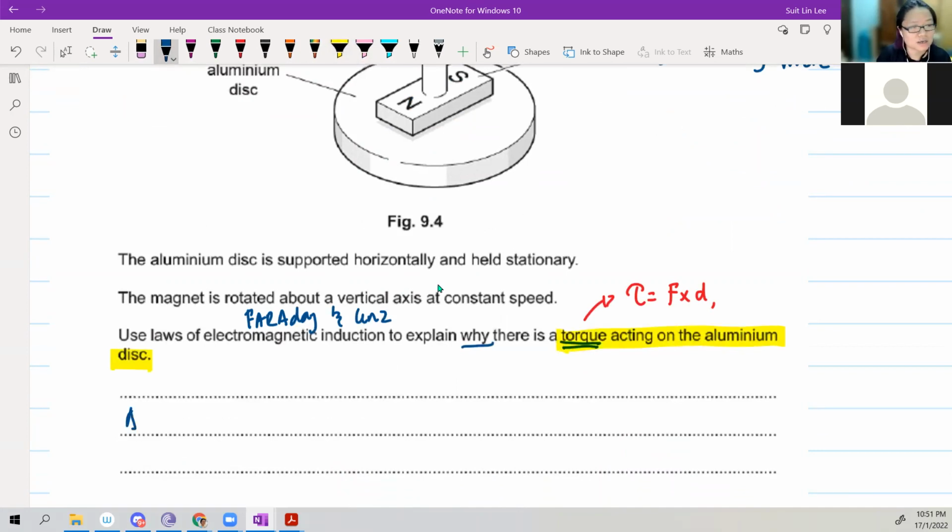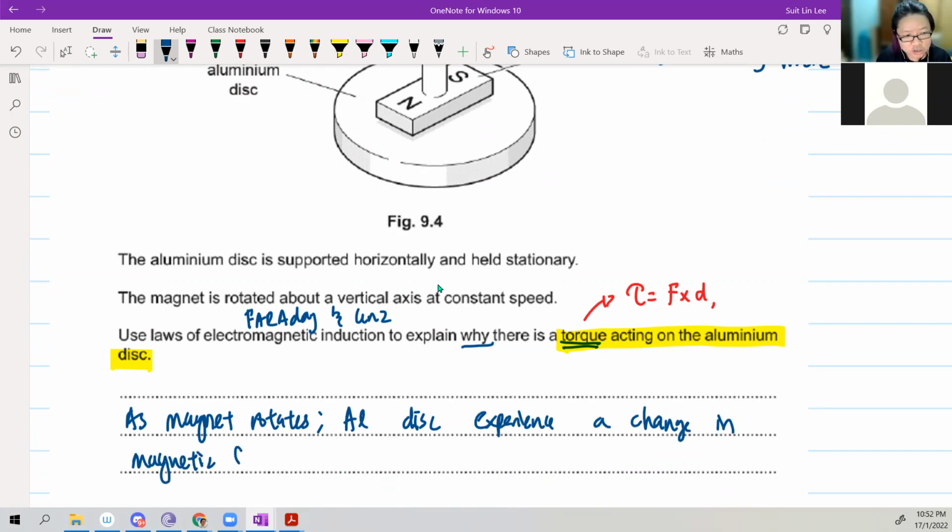I would say as the magnet rotates, the aluminium disc experiences a change in magnetic flux. Whenever there is a change in magnetic flux, it's like level unlocked. Now I get induced EMF.